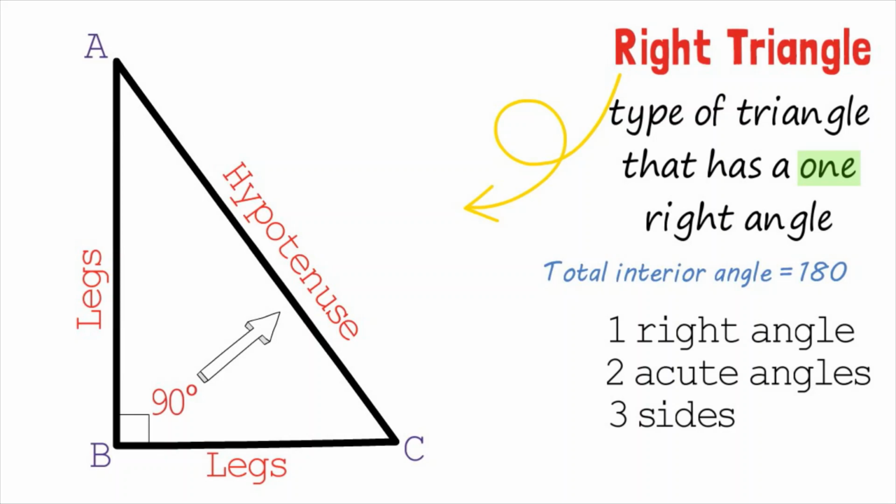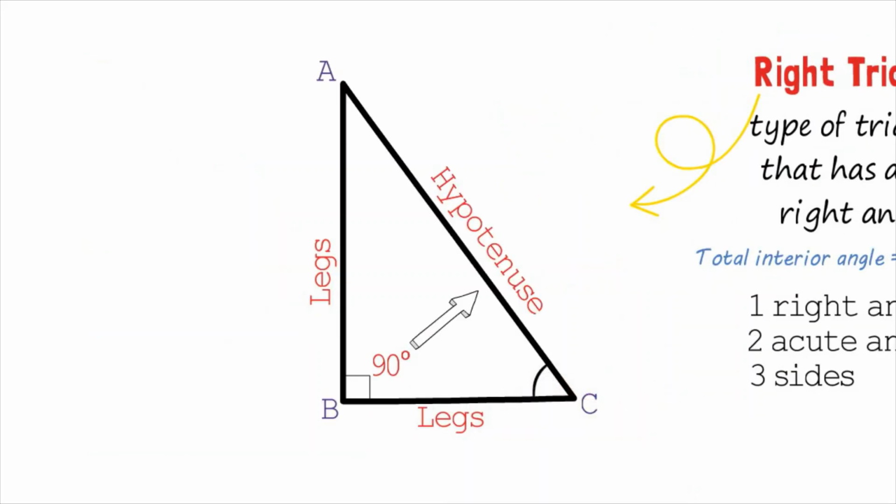Maaari nating i-differentiate ang dalawang legs na ito ng triangle depending on what angle we are talking about. Let's say for example, ang focus natin ay angle C. That means, ang side between angle B and angle C is what we call adjacent side. So, side BC is the adjacent side. So, the remaining side or the opposite side ng ating angle C will serve as our opposite side. So, side AB is what we call the opposite side, kung ang ating pinag-uusapan ay ang angle C.